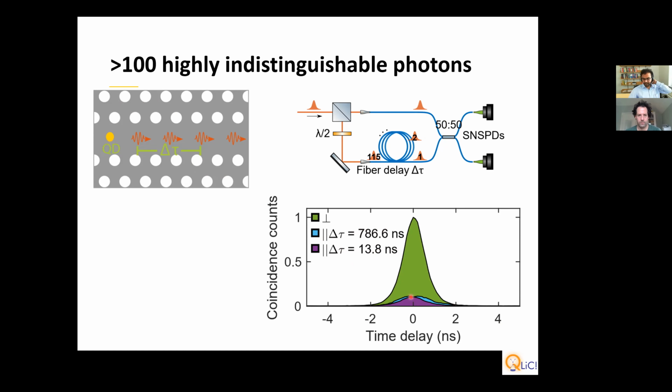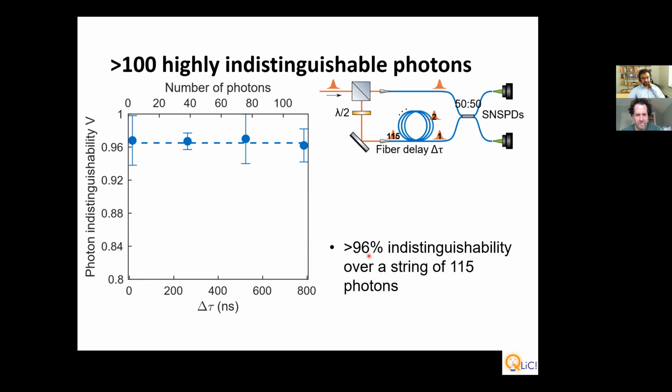And if I calculate the amount of suppression of coincidences, which is called the photon indistinguishability, and make a plot as a function of delta tau, the time difference between emissions, then all the way up to 115 photons, we see a photon indistinguishability of over 96, about 96.5%, across this whole string of single photons. So you have 115 photons that are being generated, which are almost perfectly indistinguishable, almost there.